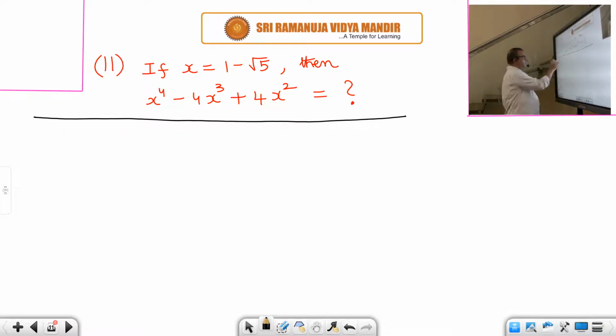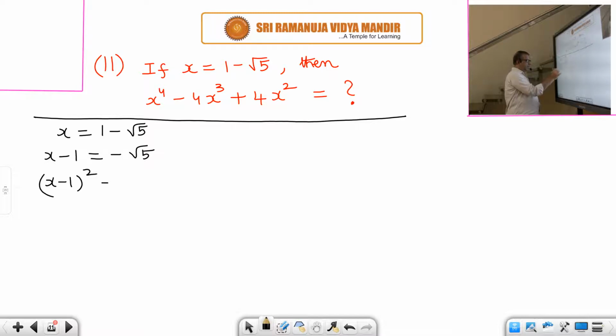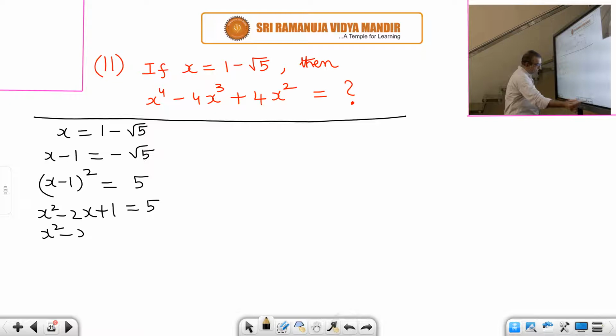See, x is equal to 1 minus root 5. So take 1 to the left side. So x minus 1 is equal to minus root 5. Square both sides. x minus 1 whole square is equal to minus root 5 whole square, so plus 5. Minus root 5 whole square is plus 5. So x square minus 2x plus 1 is equal to 5. So x square minus 2x minus 4 is equal to 0.